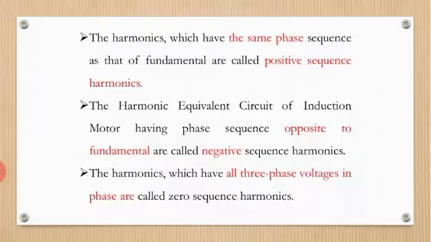I repeat: harmonics that have the same phase sequence as the fundamental are positive sequence; those with a phase sequence opposite to the fundamental are negative sequence; and the third type, with all three phase voltages in phase, are called zero sequence harmonics.